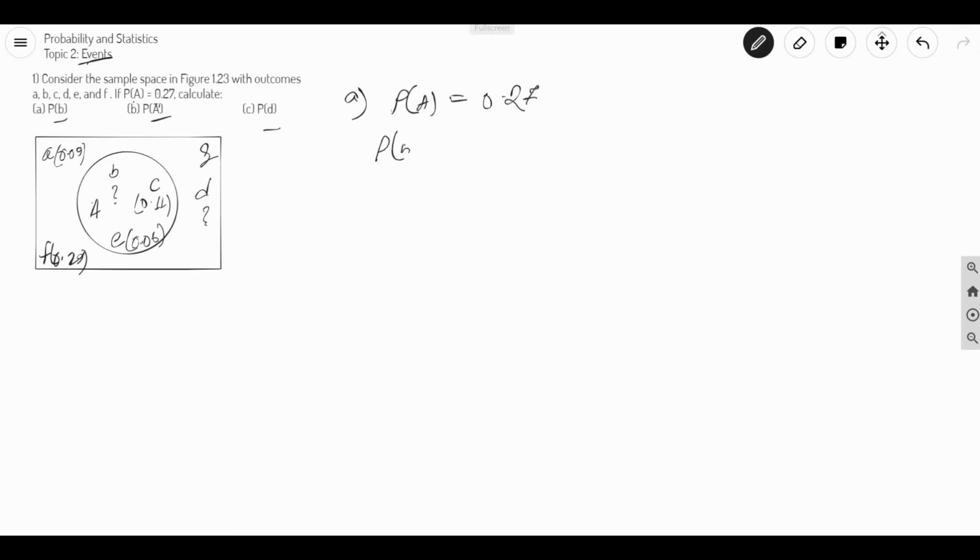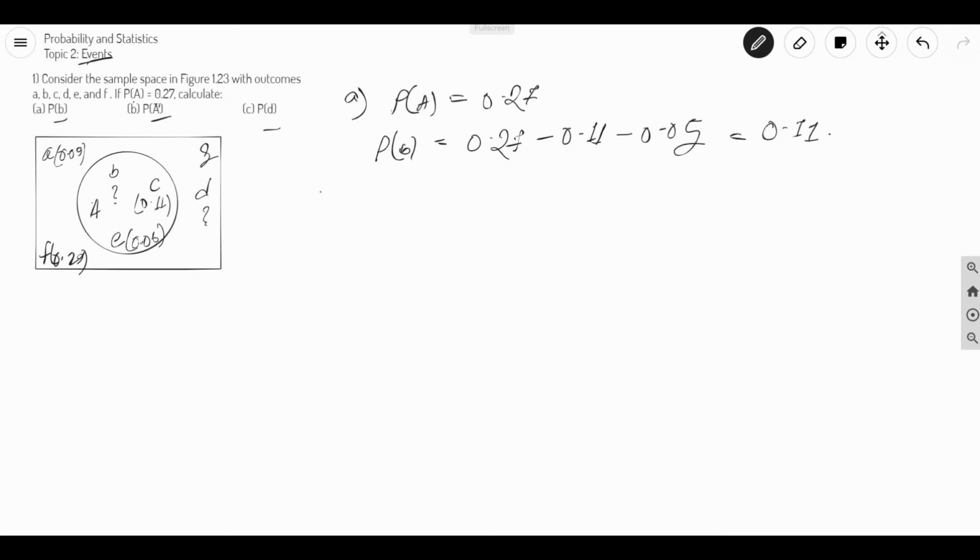So in order to determine the probability of B, what we can do is 0.27 minus 0.11 minus 0.05. So we will get 0.27 minus 0.05. We get 0.11, which is the probability of B.